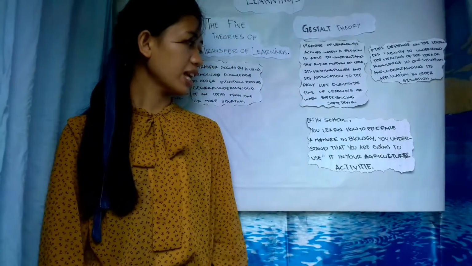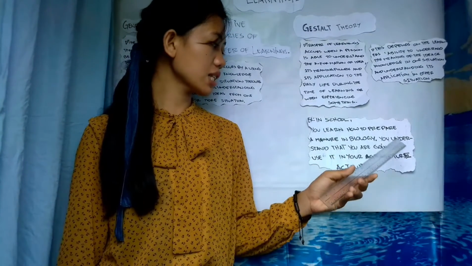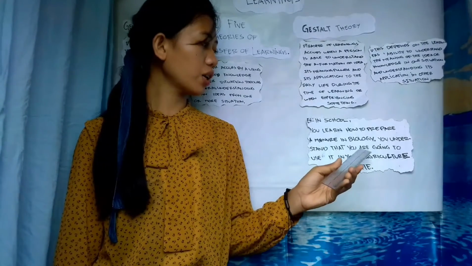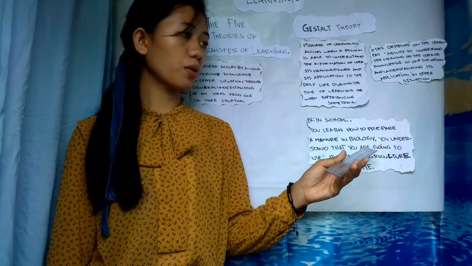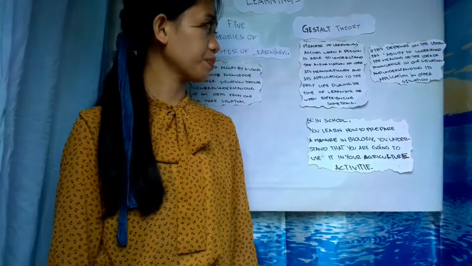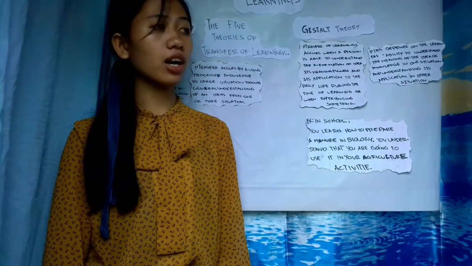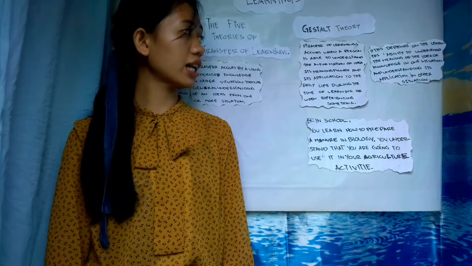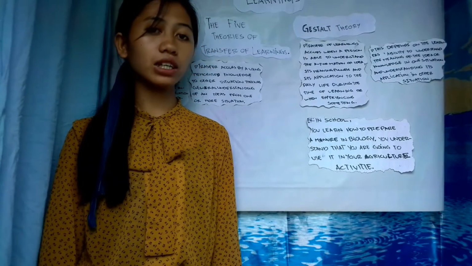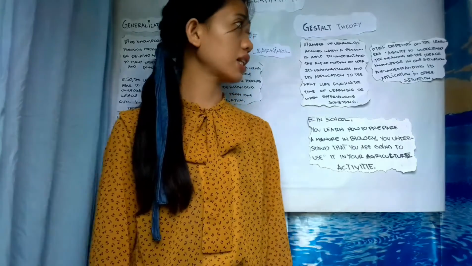For example, in school, you learn how to prepare manure in biology. You understand that you are going to use it in your agricultural activity. So Gestalt theory is the ability to understand the meaning or the idea of knowledge in one situation that could also be applied, or its application understood, in another situation. So that is the Gestalt theory.